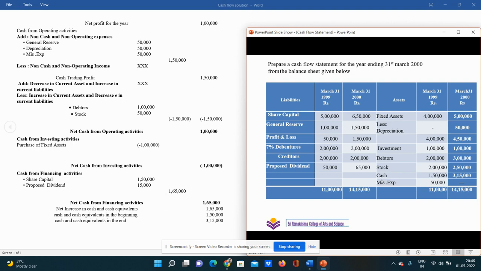In the balance sheet, they have mentioned the cash 1,50,000 as their opening. If I add this, I will get the end of my cash and cash equivalents as 3,15,000. Hence, it is proved that at the end of the year we got 3,15,000 as mentioned in the balance sheet.